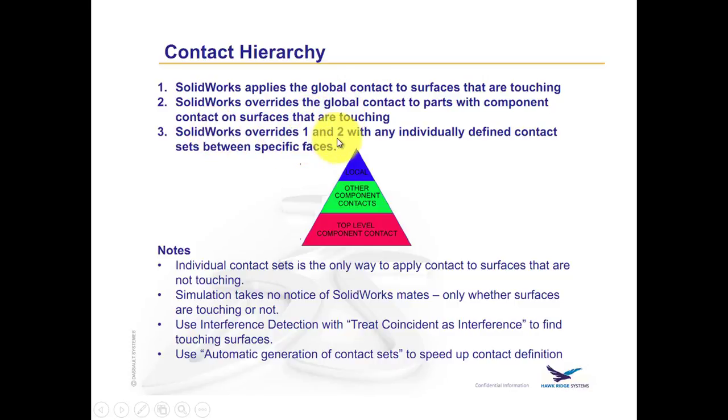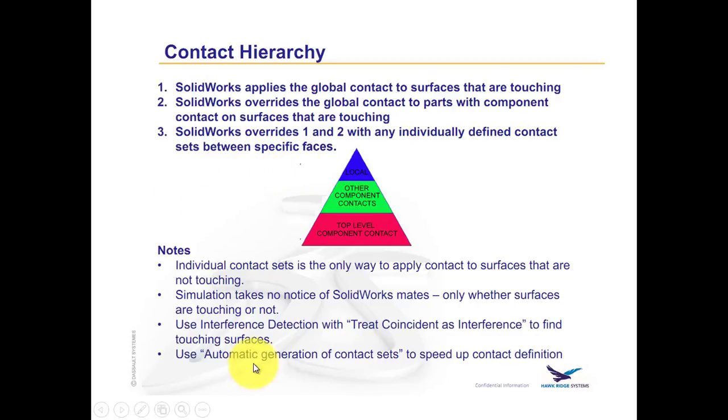SolidWorks overrides 1 and 2, so if it's a global contact or a component contact, it will override it with any individually defined contact sets between specific faces. So contact sets are between this face and this face. Very, very specific call out for contact requirements.